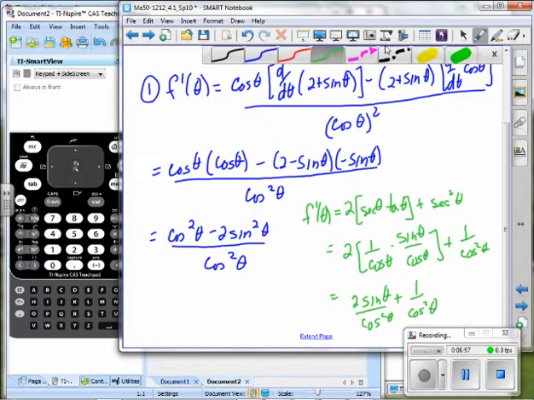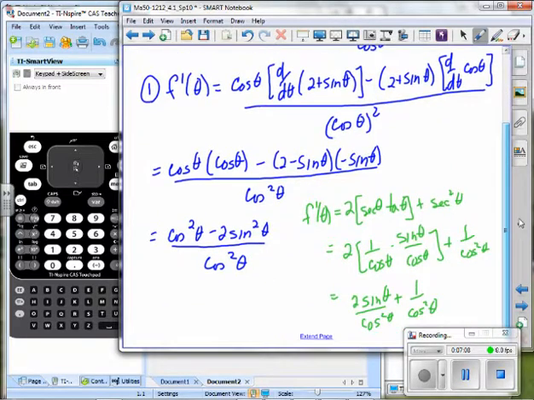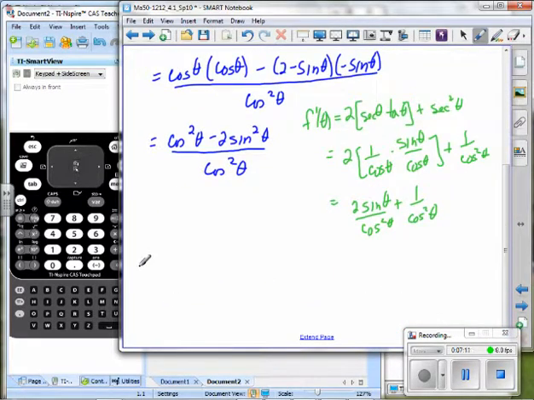Now the question is, what's the next step? I take the derivative. What am I trying to do here? Find the critical numbers. Okay, so what's it mean to find the critical numbers? Brandon, help us out here.